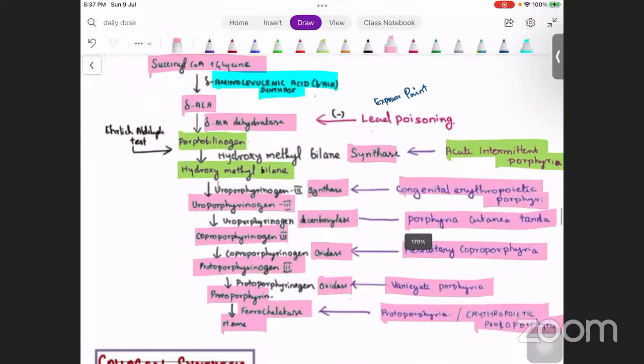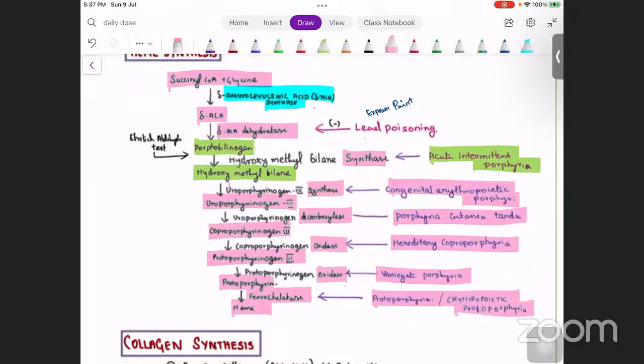Okay, so far. So how do you remember it? Succinyl-CoA plus glycine gives rise to delta ALA synthase, which is a rate-limiting enzyme. Delta ALA to porphobilinogen. Porphobilinogen to HMB. HMB conversion is mediated by HMB synthase. Deficiency causes AIP, acute intermittent porphyria. HMB to uro is mediated by uro synthase, congenital erythropoietic porphyria.